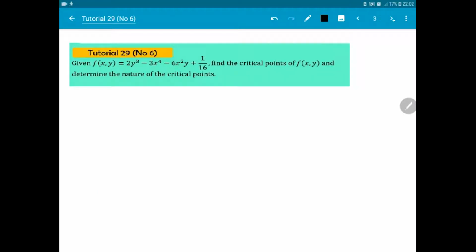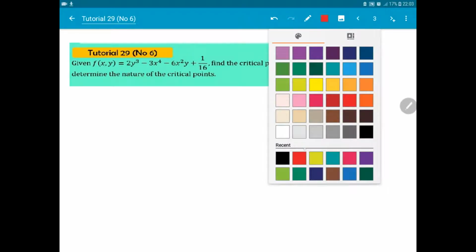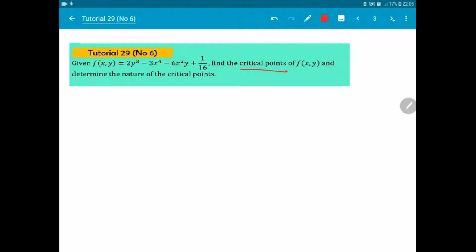Okay, now let's move to tutorial 29 number 6. The question given, f(x,y) equal to 3y cubed minus 3x to the power of 4 minus 6x squared y plus 1/16. We need to find the critical point and the nature of the critical point. The nature of the critical point means we need to determine whether the critical point is a maximum, minimum, saddle point, or no conclusion.